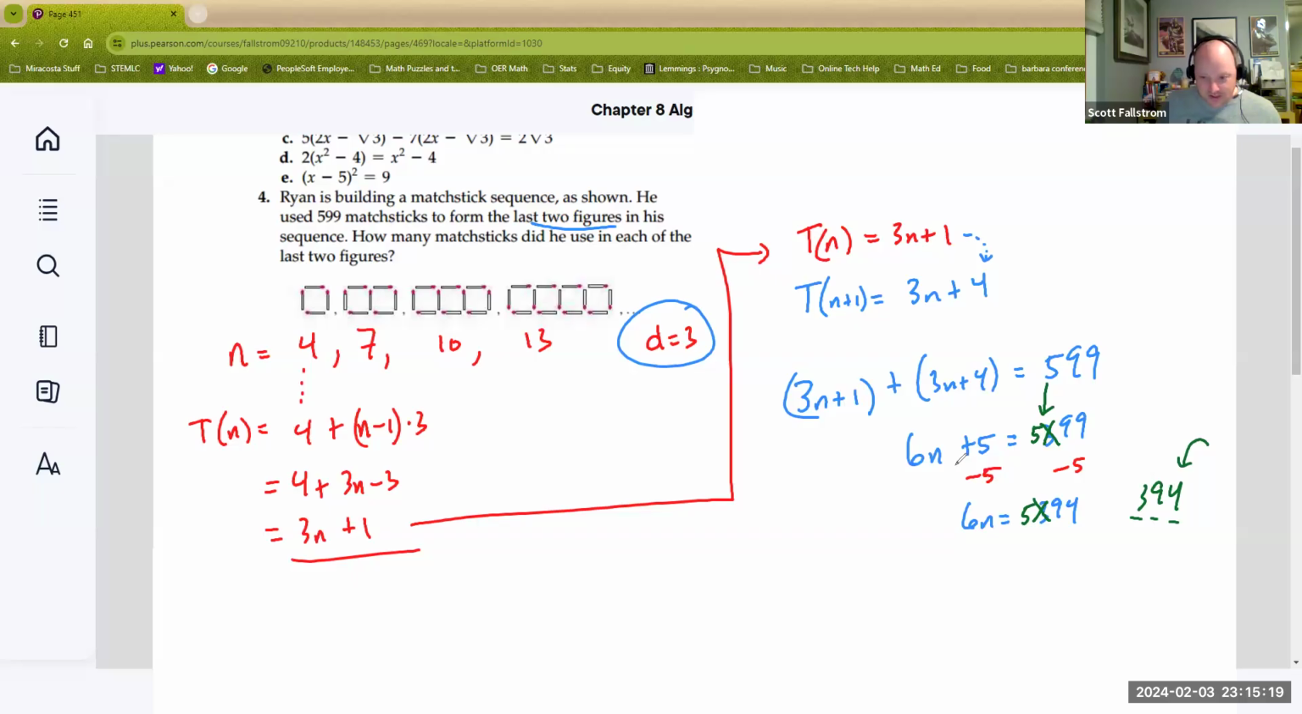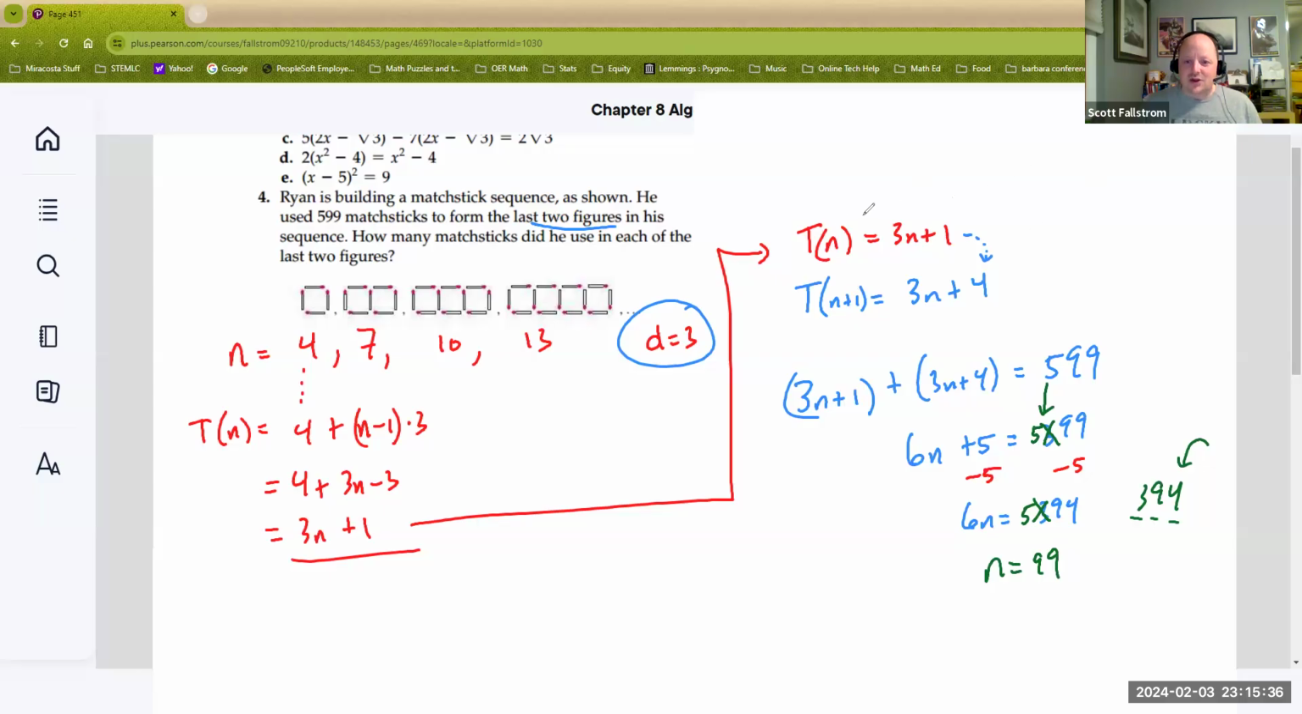Train wreck. Don't look away. All right, here we go. 594 divided by 6. There we go. N is equal to 99. So what does that mean? That means Ryan used the 99th term and the 100th term.